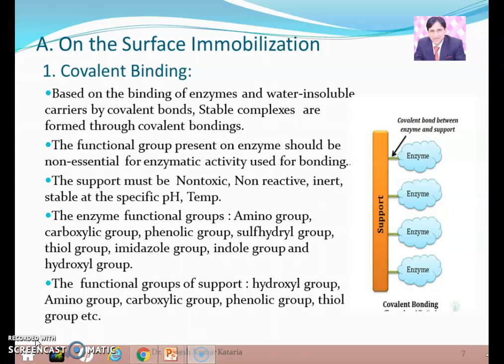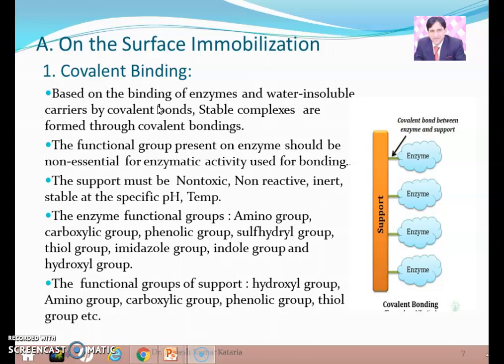Coming to number one, that is covalent binding. What is happening in covalent binding? Support or substrate is attached with enzyme due to a covalent bond. It means a support and enzyme are bound with each other due to a certain covalent bond. So binding is the basic principle in the covalent binding method.